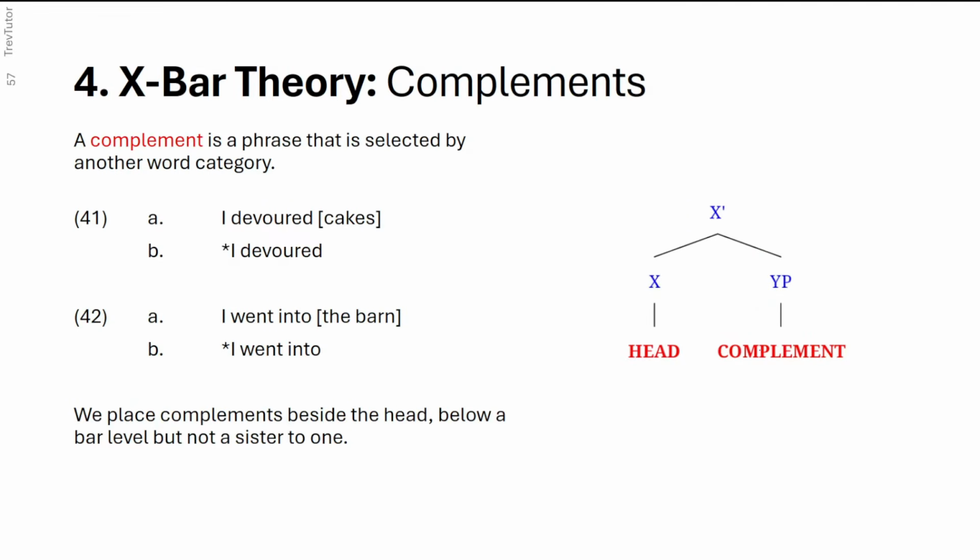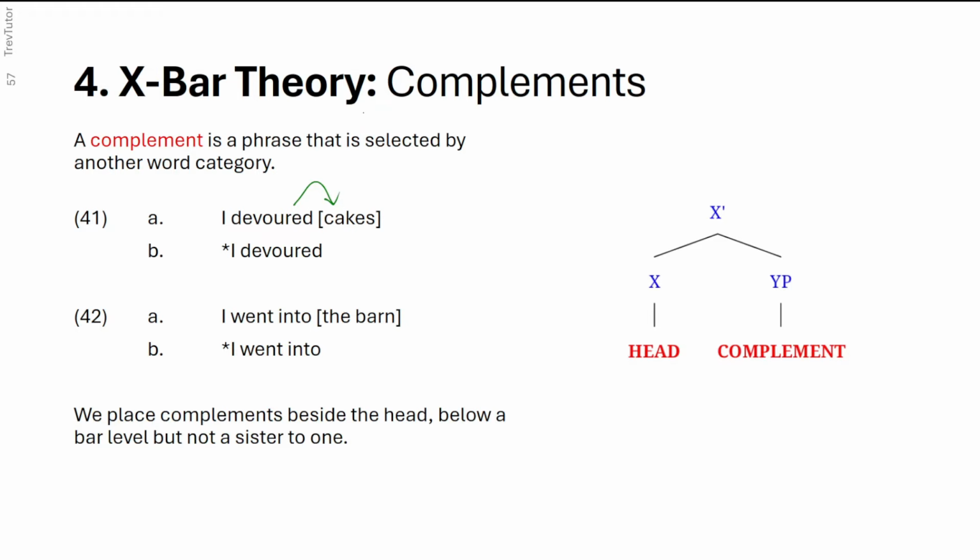Now, complements are a little bit different than adjuncts. Complements are phrases that are required. So usually this is because the head is saying, I want another phrase after it. So the complement is what satisfies that head. It makes the sentence grammatical by including it. So one example is the case of I devoured cakes. Devoured is a transitive verb that requires a noun phrase after it.